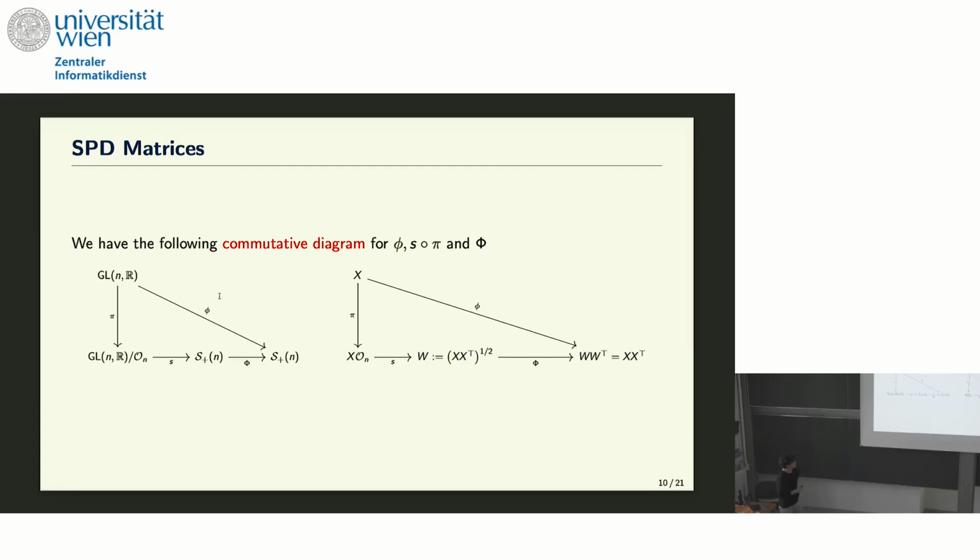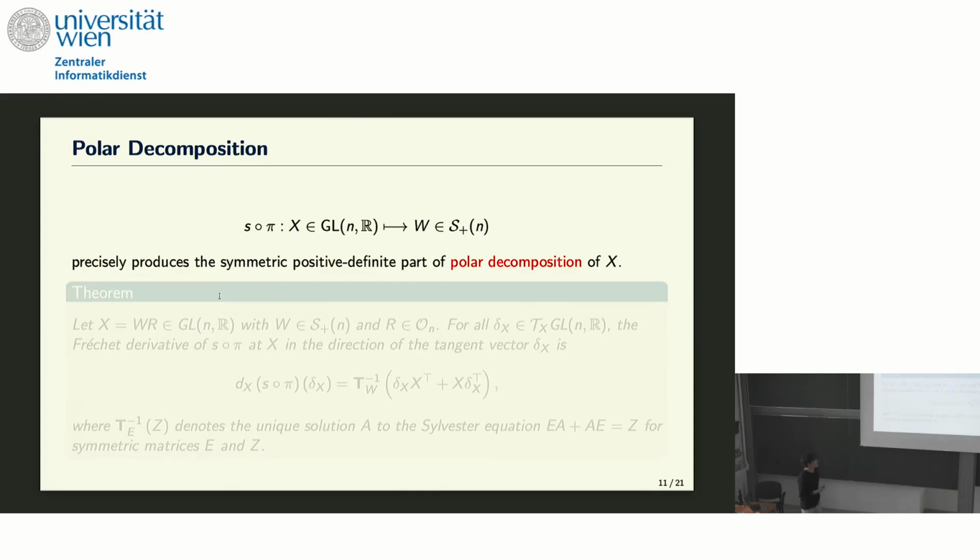Okay, so I want to measure things in that quotient space. So my idea is to measure it along a section, the symmetric section of SPD matrices. And it turns out that this section is simply the symmetric positive definite part of the polar decomposition.